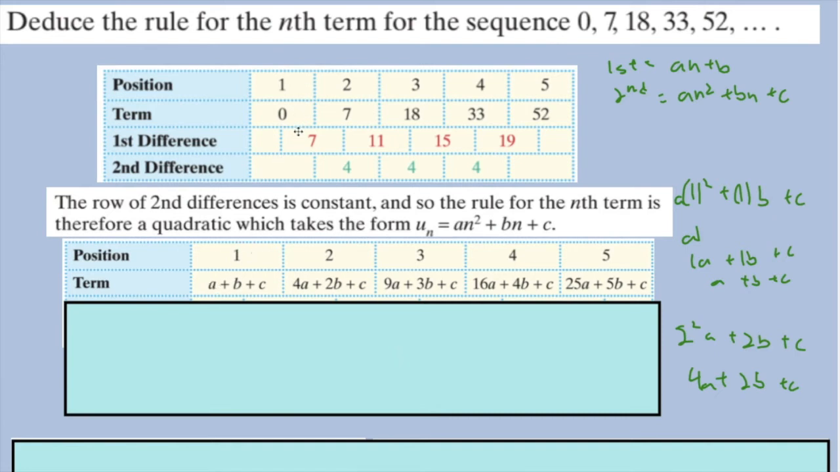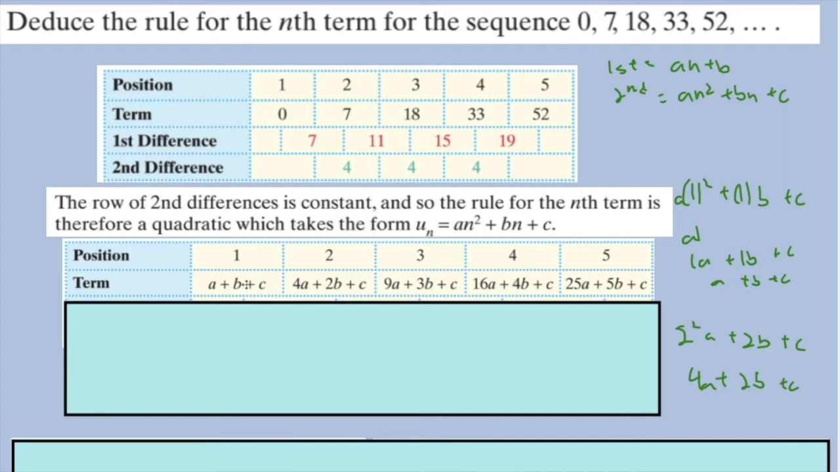Okay, so again, what we're saying is this first position is the same as this first position. This 0 is a plus b plus c. This 7 is 4a plus 2b plus c, and so on. Now we don't have enough information yet with what we have revealed here to figure it out. We're still missing too much information.